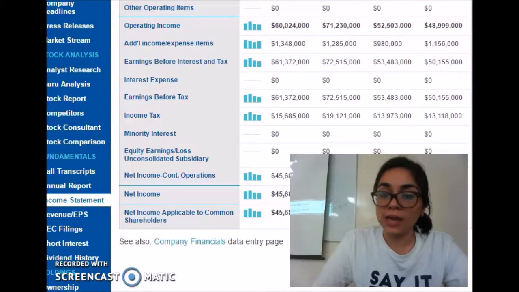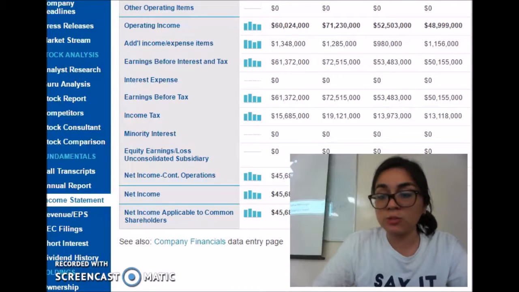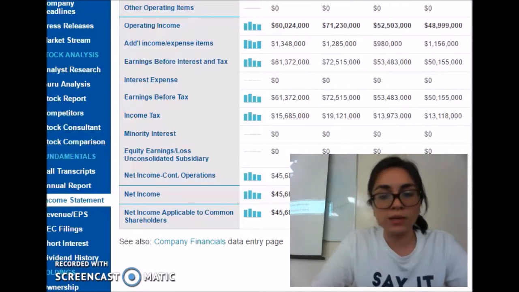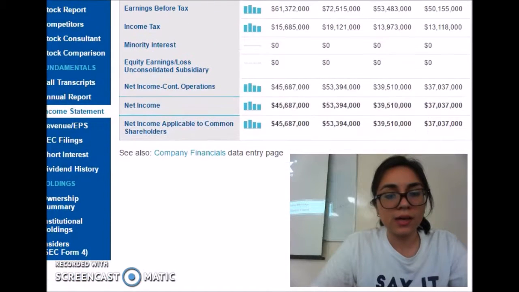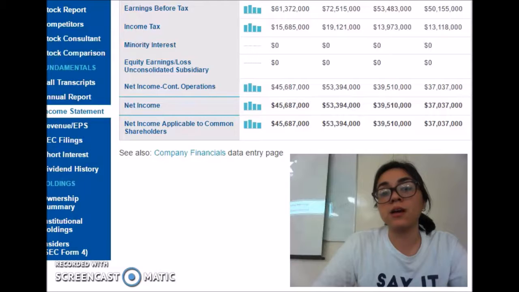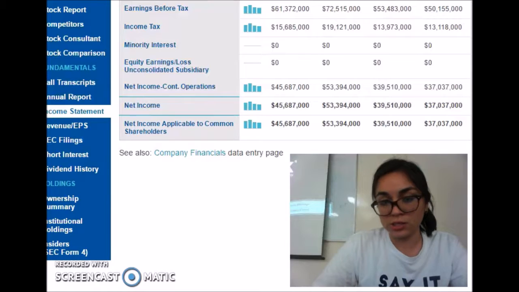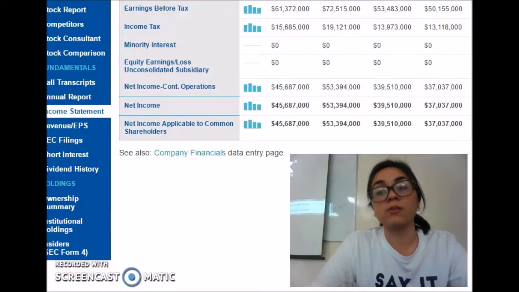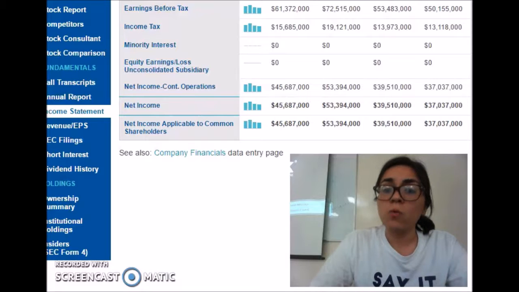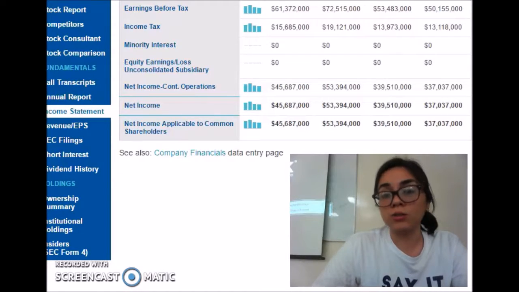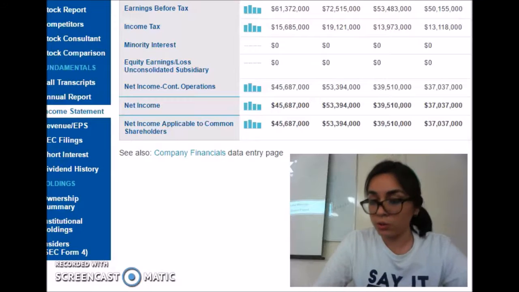There comes the earnings before tax and the income taxes. In this case, we have to pay to the government. We have to pay different types of taxes for the company to be allowed to exist in the marketing world. And finally, we have the equity earnings and the loss on consolidated subsidiary. Both of them are zero. The net income for the operations was higher in 2015 than it was in 2016. We also have the net income, which happens to be the same. That is the net income applicable to common shareholders. So, in 2016, we have $45 million versus $53 million that will be applicable to the shareholders.